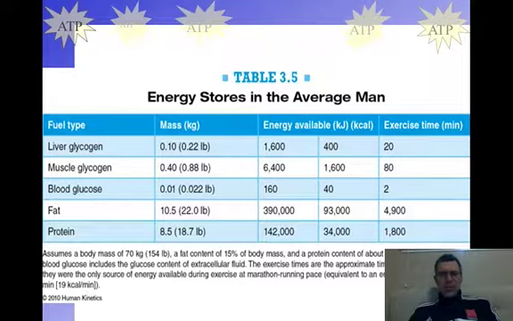This table is a little bit more detailed. It actually uses the same average individual, which is convenient, although this person has a little bit more body fat. But it does kind of the same thing, just with a bit more detail. Maybe that main detail is how long we can exercise using that fuel source. So about 20 minutes worth of liver glycogen, about 80 minutes worth of muscle glycogen.